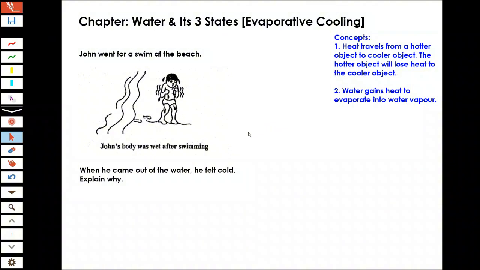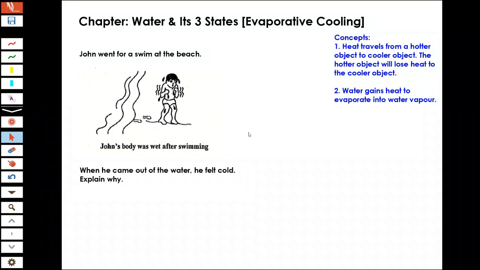For example, in this question, we are looking at a boy named John. He went for a swim at the beach. In some exam papers I have seen a similar-looking question, but instead of swimming at the beach, the boy is swimming in a pool. So the picture will look slightly different and the question will sound slightly different, but at the end of the day, the concepts applied will be the same, hence the explanation will be similar.